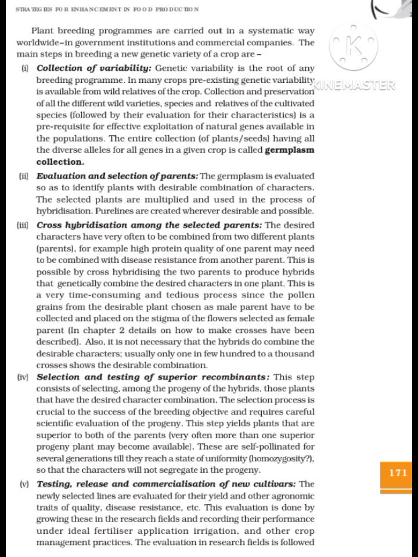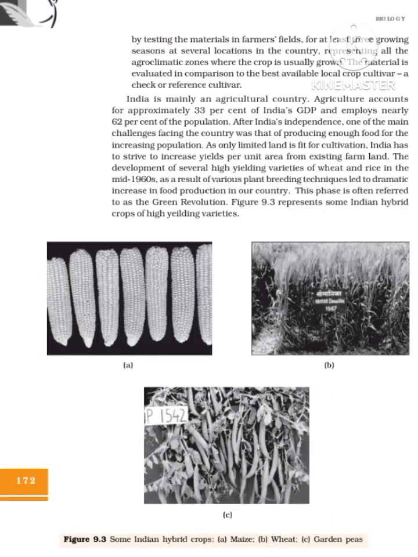The evaluation in research fields is followed by testing the materials in farmers' fields, for at least 3 growing seasons at several locations in the country, representing all the agroclimatic zones where the crop is usually grown. The material is evaluated in comparison to the best available local crop cultivar, a check or reference cultivar.